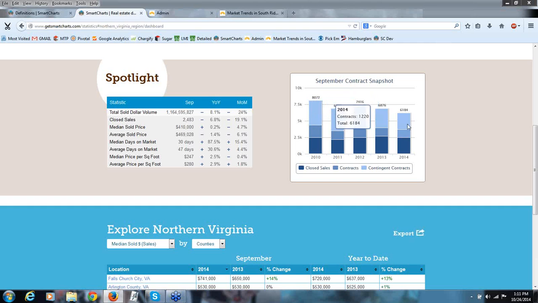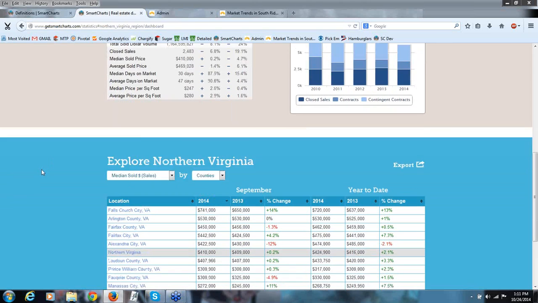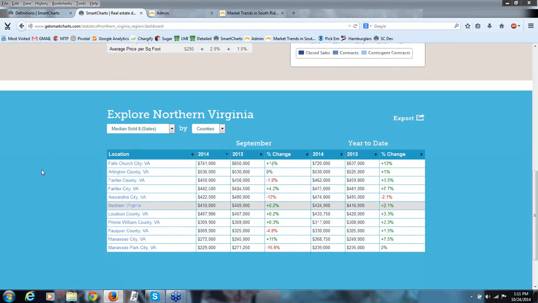The contract snapshot, you can see contract activity has slipped some and sales have flattened out. But that's just a quick view of contract activity. This is an exciting section. This is the Explore section within the dashboard. So if I'm on the regional level, so if I'm on Northern Virginia or Baltimore Metro or DC Metro, then I can compare all the counties that fall within those regions, all the cities within those regions, and all the zip codes within those regions for a variety of metrics.